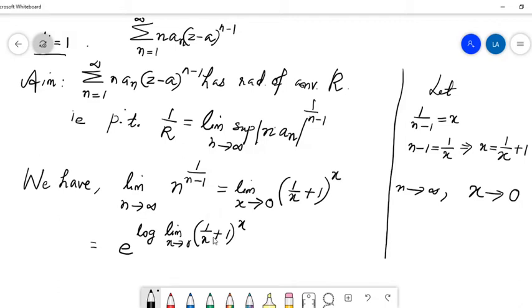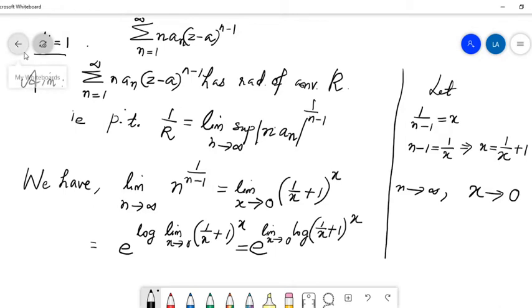Okay. So since this function is continuous, we can interchange this limit and log here. They are interchangeable here. Exponential function is also continuous. So we have e raised to limit x tends to 0 log of (1 by x plus 1) the whole raised to x. Okay.